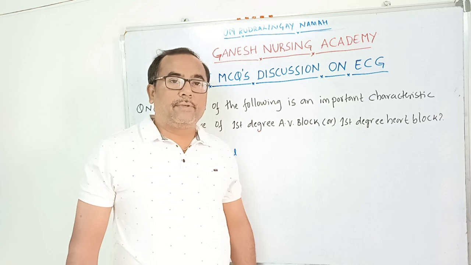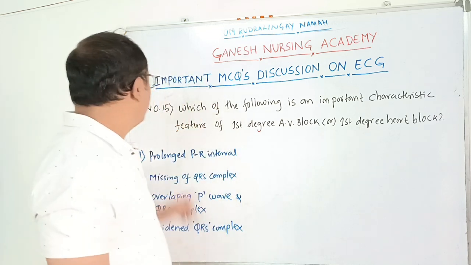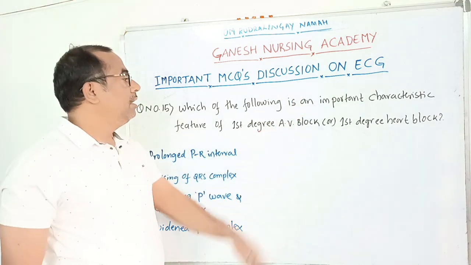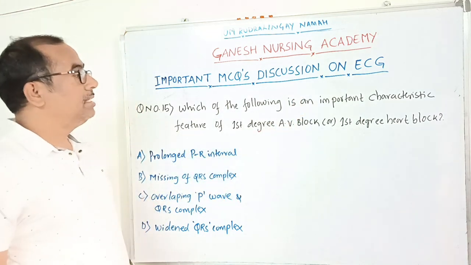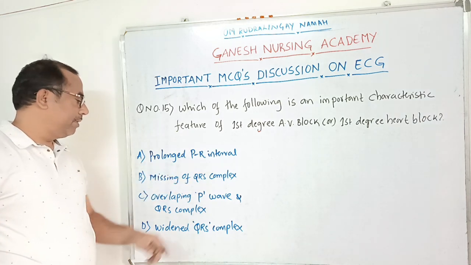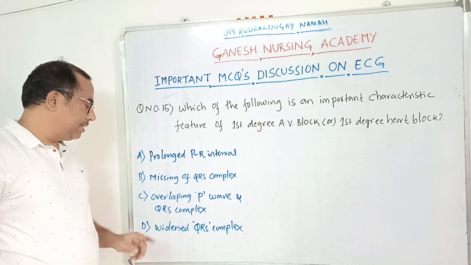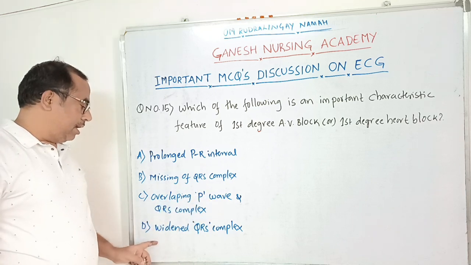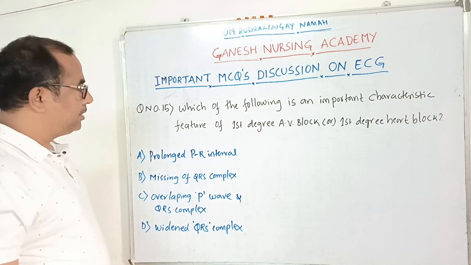So now let's begin with the next question. Question number 15. Which of the following is an important characteristic feature of a first degree AV block or a first degree heart block? Options are: option A, prolonged PR interval; option B, missing of QRS complex; option C, overlapping of P wave and QRS complex; and option D, a widened QRS complex.